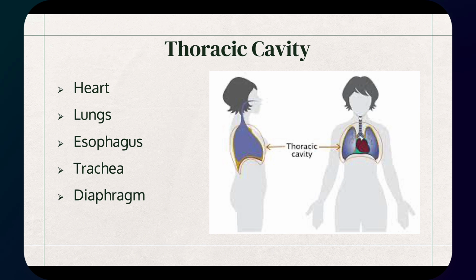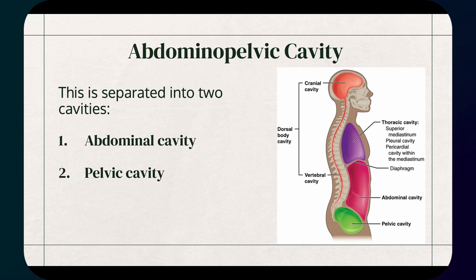The thoracic cavity is located in the chest, and it contains the heart, the lungs, the esophagus, trachea, and the diaphragm is the lower border of it. The abdominopelvic cavity is also separated into two cavities. The abdominal cavity, which contains the stomach, kidneys, small intestines, most of the large intestines, the liver, gallbladder, pancreas, and spleen. The pelvic cavity is the lower abdominal cavity containing the urinary bladder, the reproductive organs, and the last part of the large intestines or the rectum.